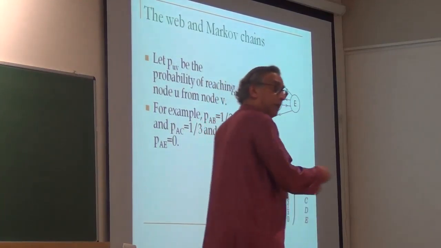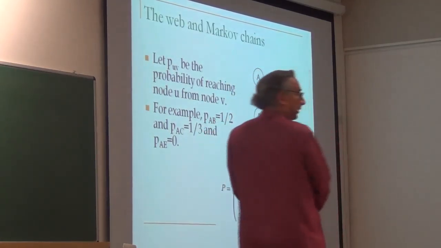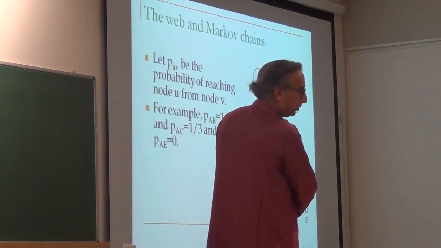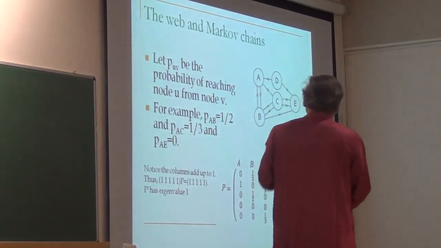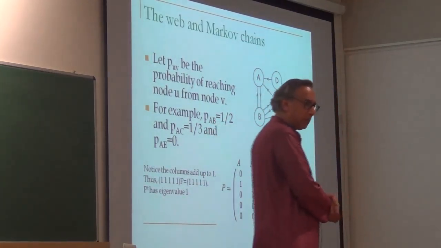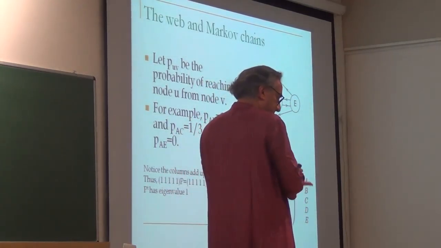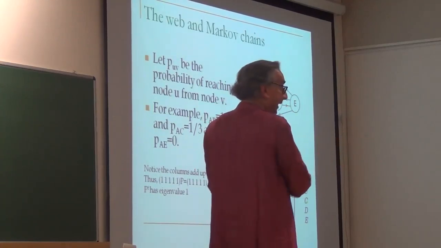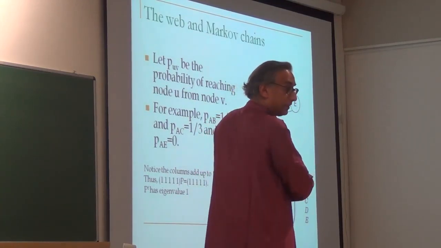And you set up what's called a transition matrix in the theory of Markov chains. The rows and columns are labeled after the vertices, and then the UV entry would be the probability of reaching node U from node V. Observe that the columns add up to one. That's because if you're standing at one node, you're going to be going over to some other node, so the probabilities have to add up to one. So the column probabilities add up to one, and that's what's called a column stochastic matrix.